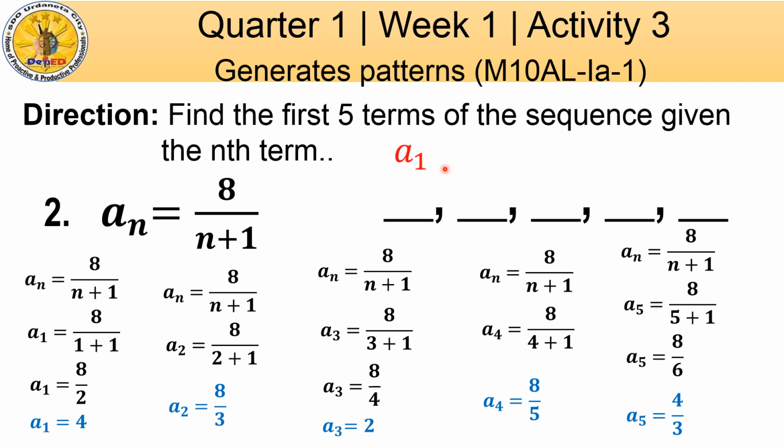So write that in a sequence form. Your A1 is 4, your A2, 8 over 3, your A3 or your third term, 2, your fourth term, 8 over 5, and your fifth term, that is 4 over 3.